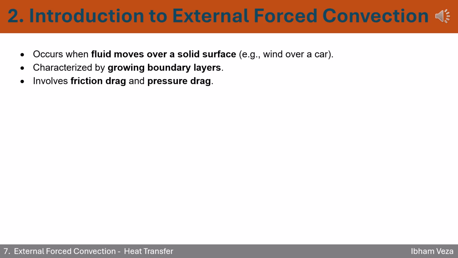Finally, you'll learn that there are two kinds of drag at play: friction drag, which comes from the stickiness of the fluid against the surface, and pressure drag, which comes from the shape of the object and flow separation. Together, they help explain how much force the fluid applies and how effectively it carries heat away. In short, external forced convection is what happens when moving fluids interact with solid surfaces, creating heat transfer and drag forces you can actually calculate.